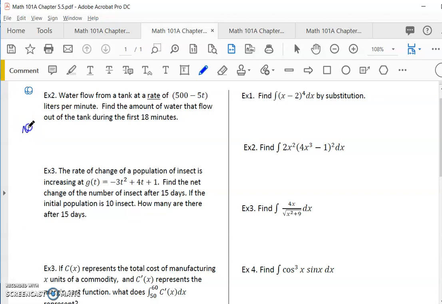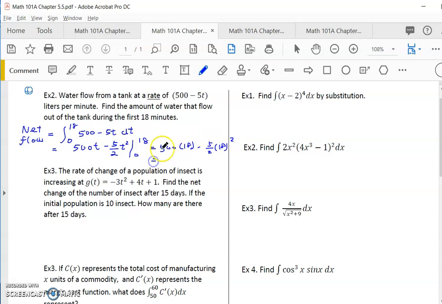So the net flow would be from a to b, which is from 0 to 18. Do I have the rate? I have the rate, 500 minus 5t dt. This is a very easy integral to do. So it's 500t minus 5 over 2 t squared, because the integral of t is t squared over 2. And we do from 0 to 18. That means 500 times 18 minus 5 over 2 times 18 squared. So it's 500 times 18 minus 18 squared times 5 over 2. So it's 8190 liters.